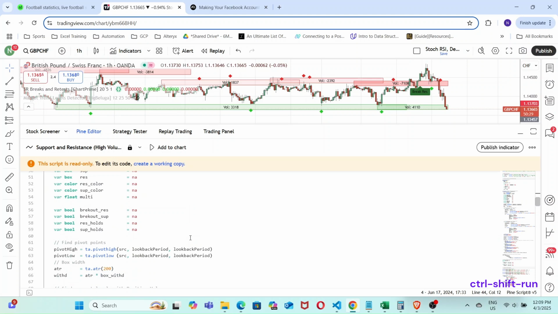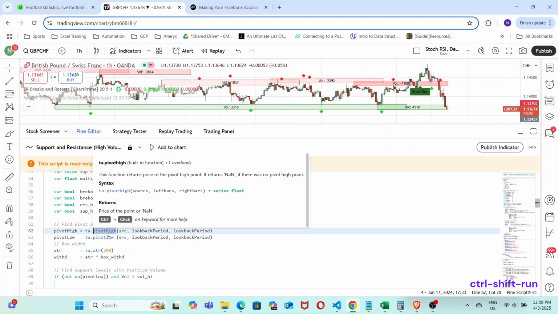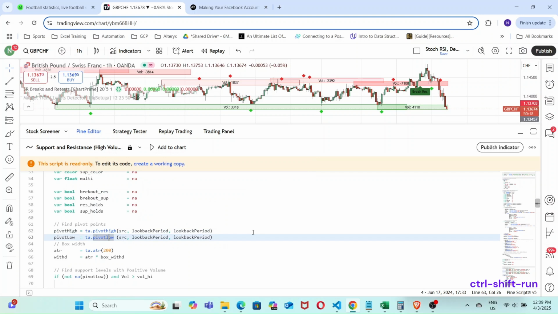The next thing the code does is find pivot points. The indicator uses TradingView's inbuilt ta.pivothigh and ta.pivotlow functions to identify pivot high and low points over the specified lookback period.